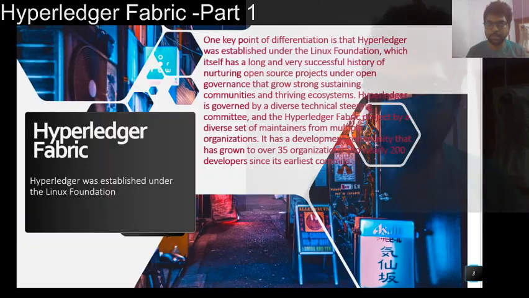So let's start. Before going into Hyperledger Fabric, you have to know that Hyperledger was established under the Linux Foundation. Basically, this is one of the projects under the Hyperledger group, where the Linux Foundation is establishing the ecosystem of Hyperledger. This organization has about 200 developers and a big development environment. This is an open source community, so Hyperledger Fabric and Hyperledger come from the open source community. So it's more of an open source framework.